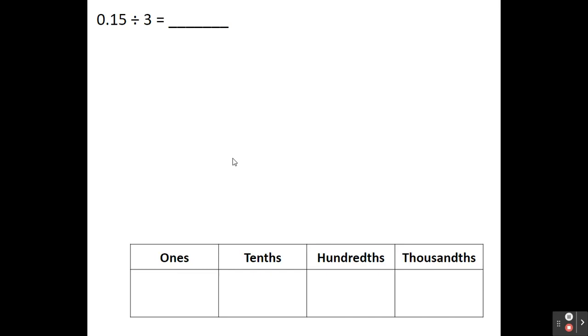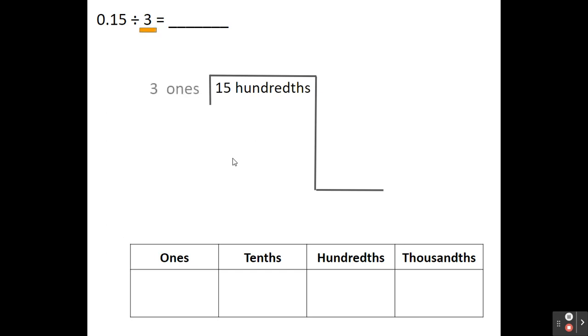So if I'm starting with 1500ths, I'm going to put 1500ths in my partial quotient symbol. I write it out in unit form. That's the dividend. Then I'm going to take the divisor, which is 3 ones, and put that outside of the partial quotient symbol. Now I'm doing 3 ones into 1500ths.